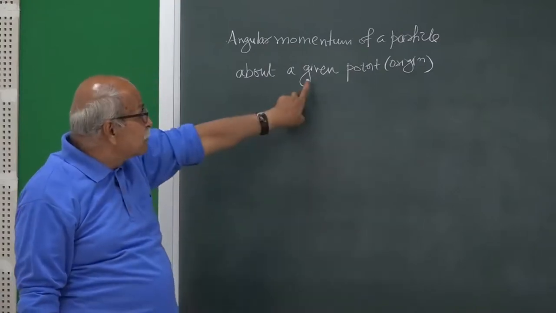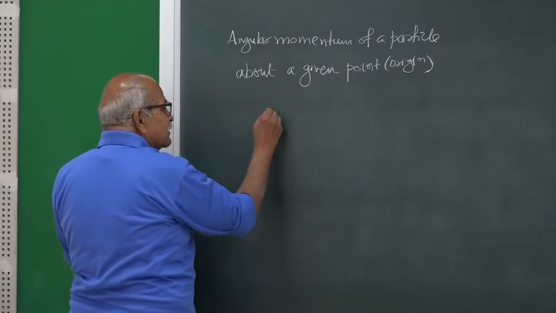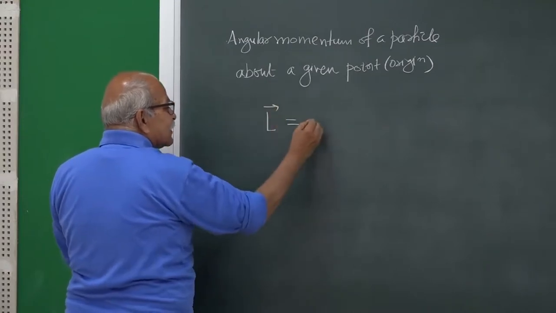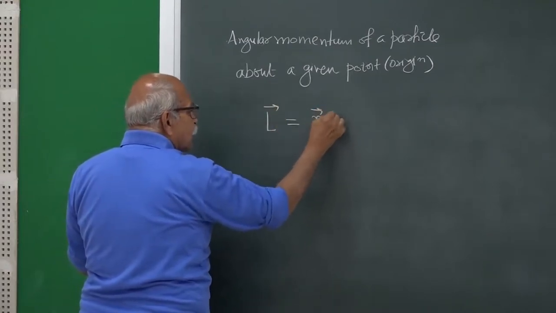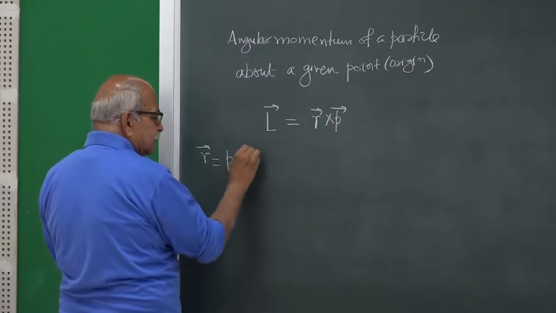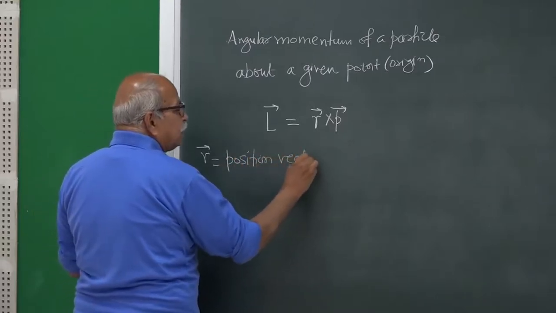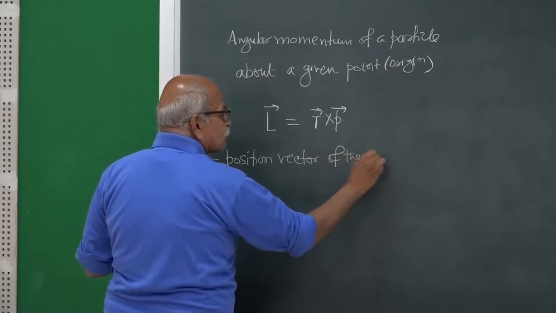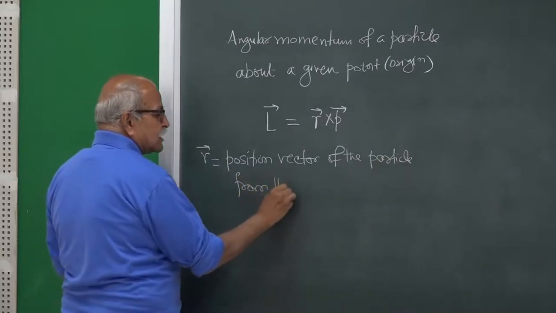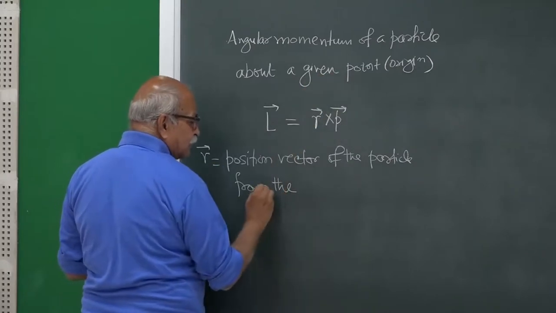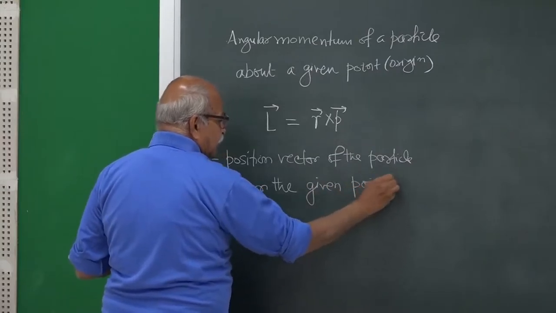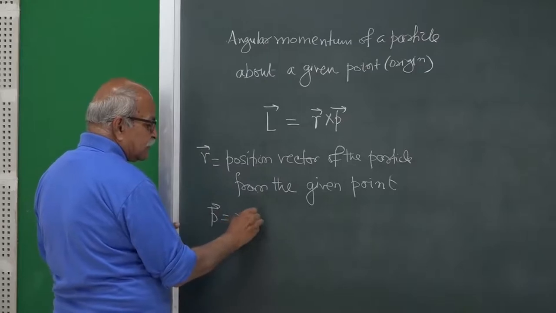So, the definition includes this point, and it is given by, we write it L with a vector sign, this is a vector quantity, and this is R vector cross P vector. What is R vector? It is the position vector of the particle from the chosen origin, this given point. From that given point, and P is the linear momentum of the particle.